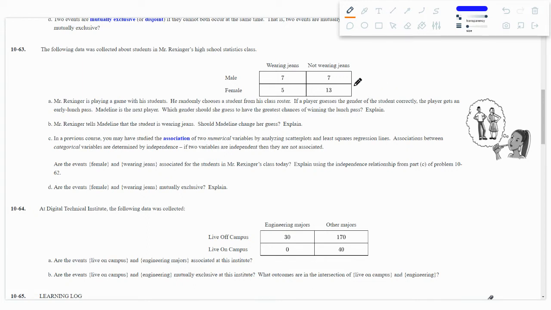So, if we take a look, the first thing that we should do, just like I did for the previous problem, is add up the rows here. We've got 7 plus 7 is 14. Female is 5 plus 13, so that's 18, out of a total of 32 students. So total 32 students.